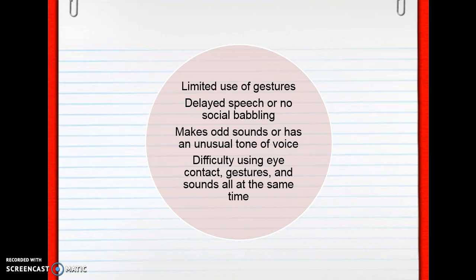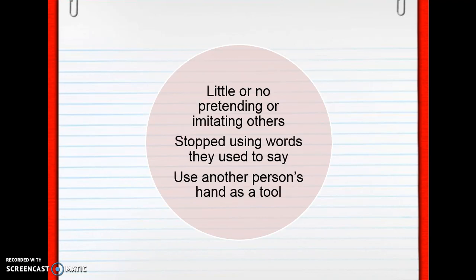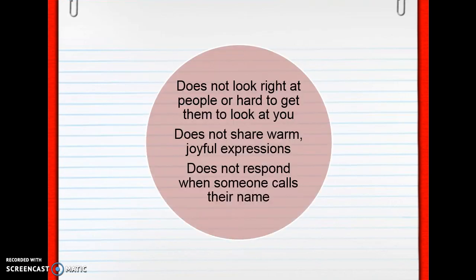Some other things that you may notice is a limited use of gestures, delayed speech or no social babbling, the making of odd sounds or unusual tones of voice, difficulty using eye contact, gestures, and sounds all at the same time, little or no pretending or imitating others. Maybe you may notice that the individual has stopped using words when they used to be able to say words. And also, as mentioned earlier, using another person as a tool, specifically another person's hand as a tool to communicate, grab, and look for things.